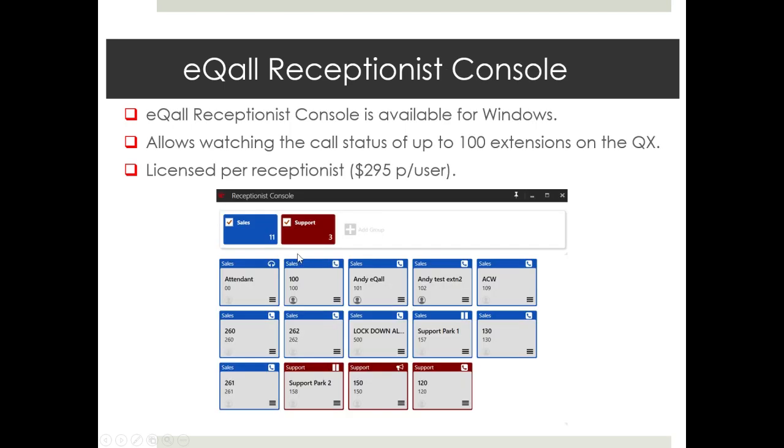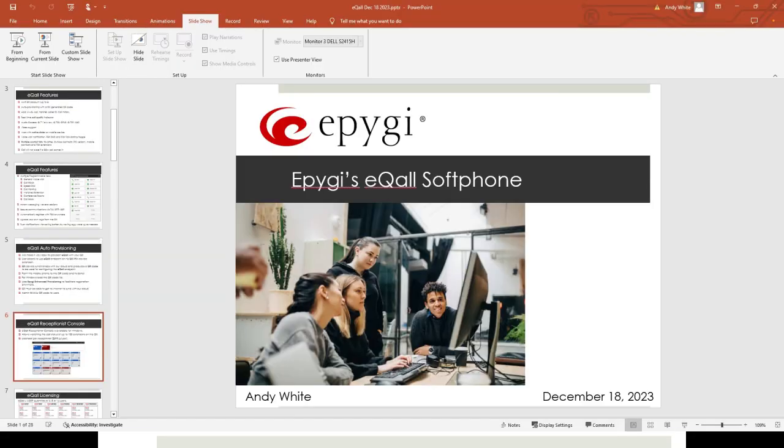We also have an add-on. This is the eQall Receptionist console. It's available for Windows. It allows you to watch the call status of up to 100 extensions on the QX. It is a separate license per receptionist at $295 per user. So you can keep track of all the different extensions, see those, and it helps the receptionist to be able to manage those.